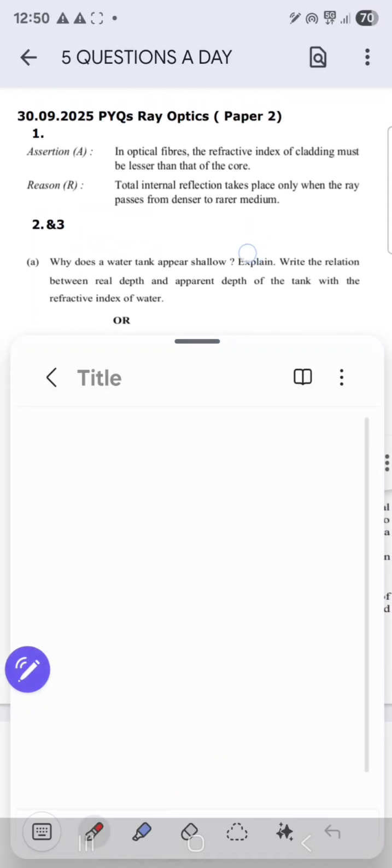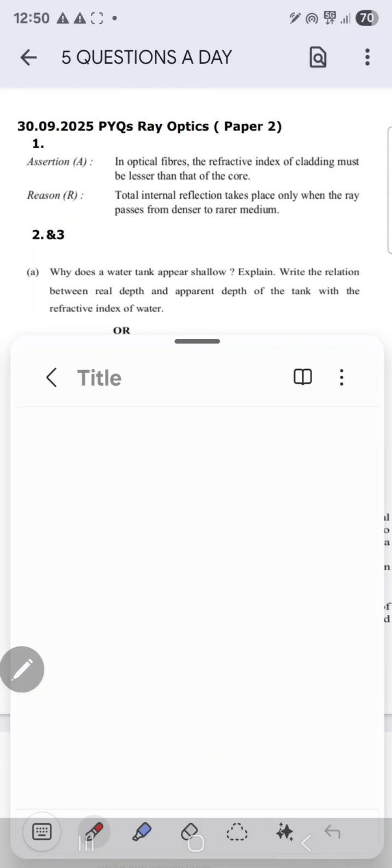Hello everyone, let us solve the previous year questions of Ray Optics. First question is an assertion reason question. In optical fiber, the refractive index of cladding must be less than that of the core.